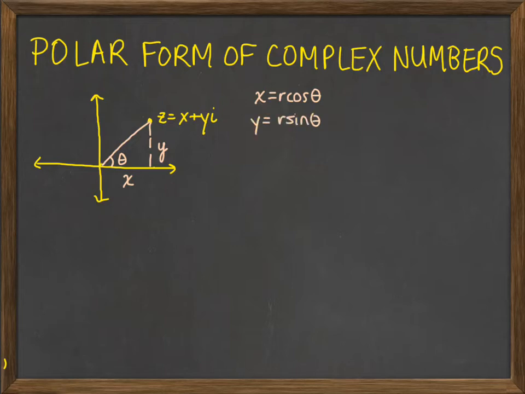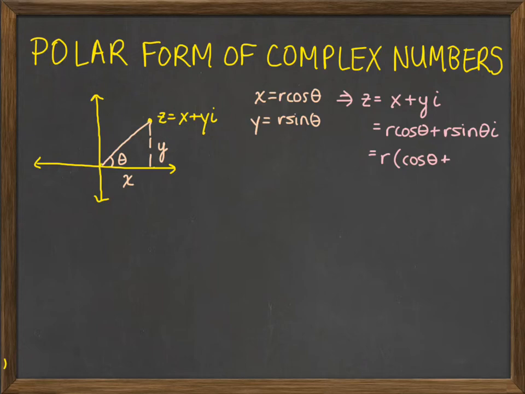So if we are rewriting our complex number z, we get that z is equal to x plus yi, but if we substitute, that's equal to r cosine of theta plus r sine of theta i. And now notice we can factor an r out of both of these terms, and I'm going to move the i in front of the sine theta here. And we get a way to rewrite this complex number in a way that's completely determined by this angle theta and this distance r.